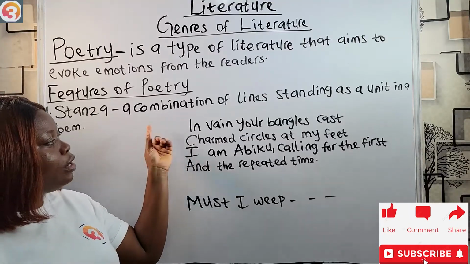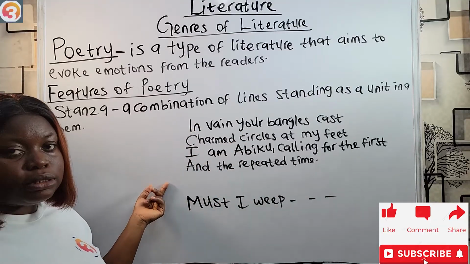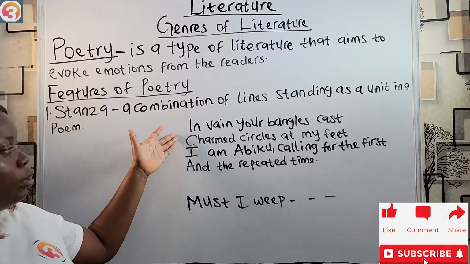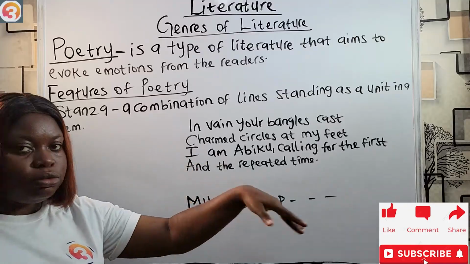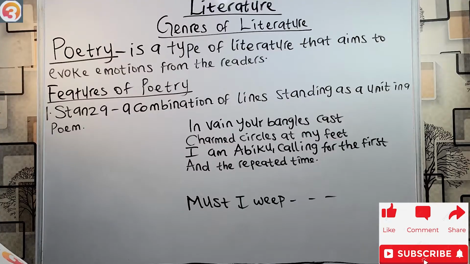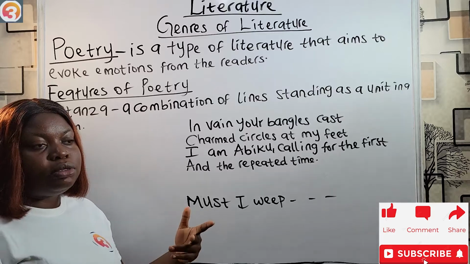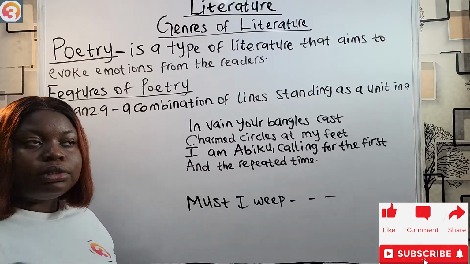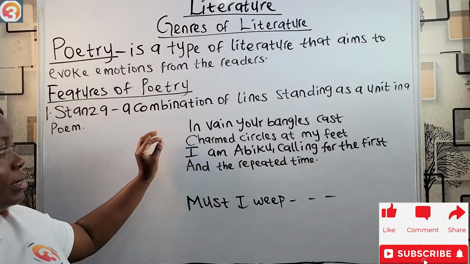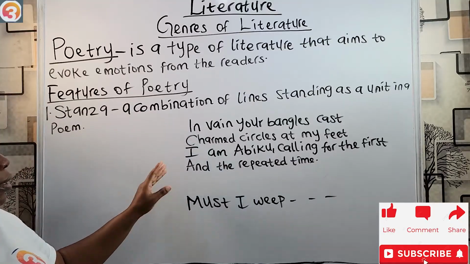Stanzas are named according to the number of lines they contain. So, for example, two lines, we call it a couplet, three lines, a tercet. Some contain four lines, a quatrain, like that, up till the number of lines that we have, they have their names. Then also, it's not necessary for stanzas to contain rhymes. They can be rhymed, they can be unrhymed, they can have meter, they may choose not to have meter. But as long as a group of lines are standing on their own in a poem as a unit, we refer to it as a stanza.